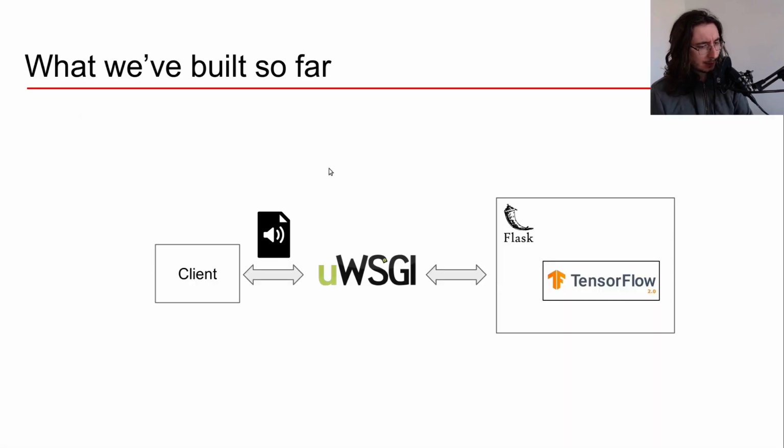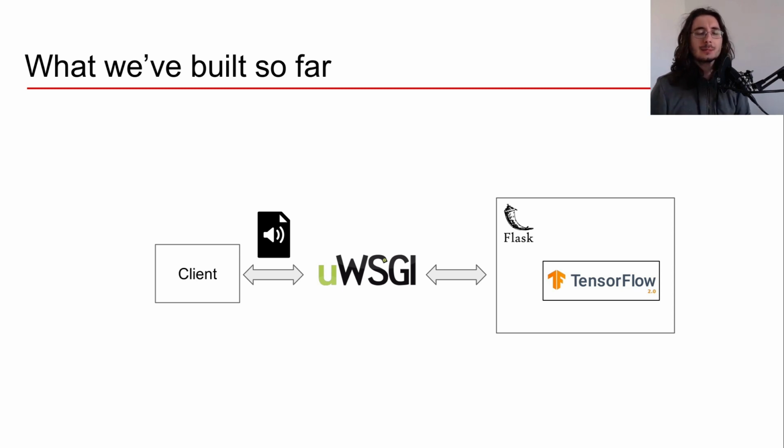Okay, so this is the architecture that we've built so far. We have a client that can send a post request with an audio file. UWSGI is acting as our HTTP server and it's firing Flask, which fires TensorFlow. We get a prediction on a keyword that gets rolled back all the way back to the client.